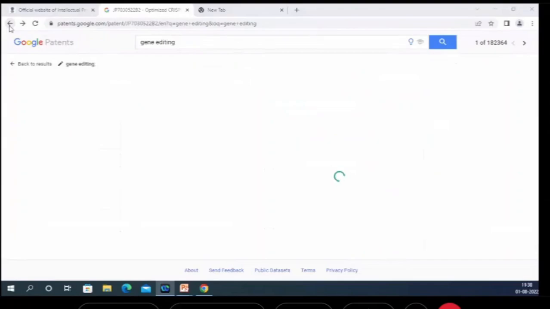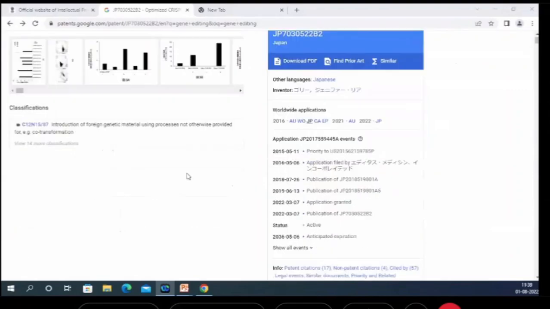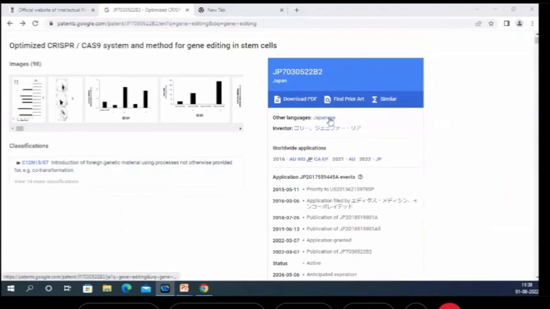Suppose you are doing some research and you want to file a patent application before the Indian Patent Office. I request you personally to do a prior art search in Google Patents. You will get a basic idea. Now if you read this one, the optimized CRISPR-Cas9 system and methods for gene editing in stem cells, you can see this is a Japanese application, and these are the inventors.